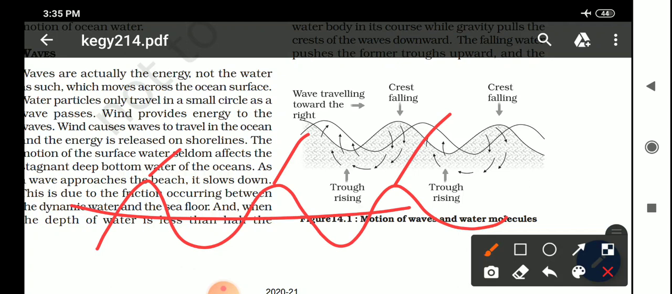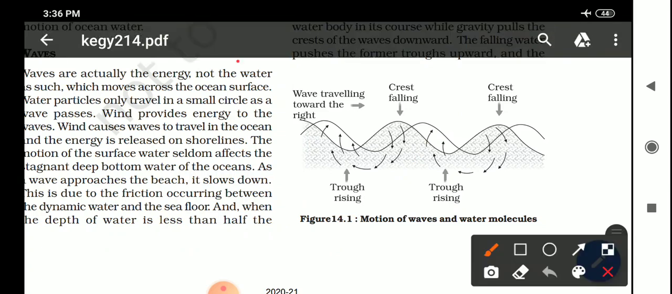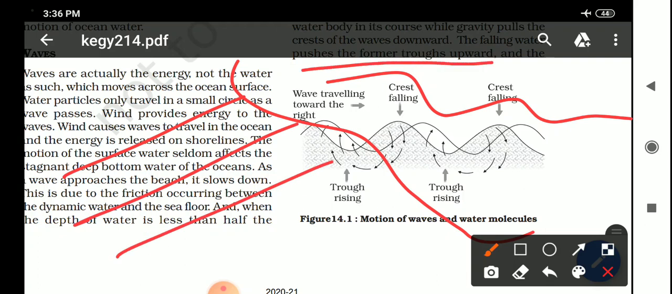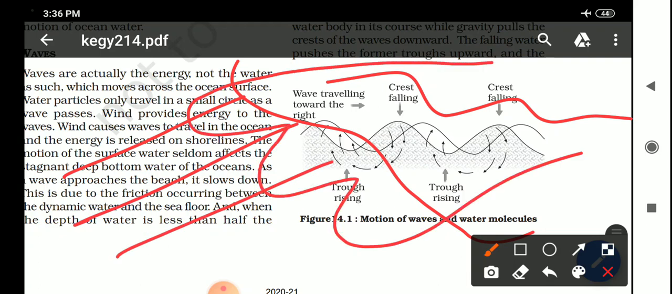That energy is basically depleted as it moves towards the coastal areas. As it approaches the beach, what happens? There is resistance of friction, because of which the waves finally slow down. Suppose here you can see the portion. This is the ocean portion and this is the land portion. When the waves come into this area, what happens?